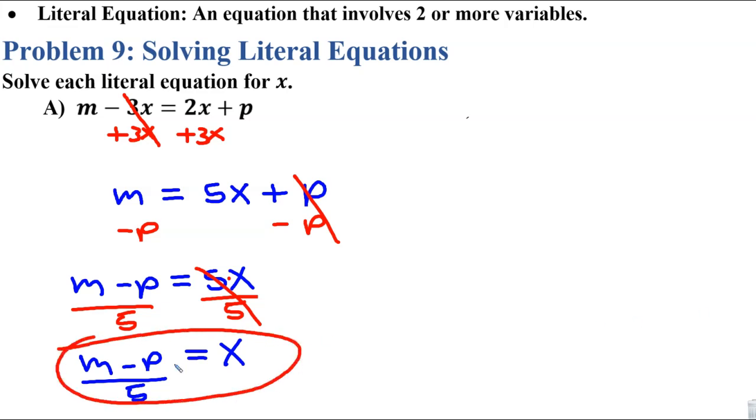Okay, that is solving a literal equation for a single variable. Now, my steps would be different if I was solving it for m or p. There's a lot of different ways these can work out. I tried to pick one that showed a lot of the stuff that can happen. But there is a lot of good problem solving, a lot of good thinking skills you're going to have to use working your way through these.